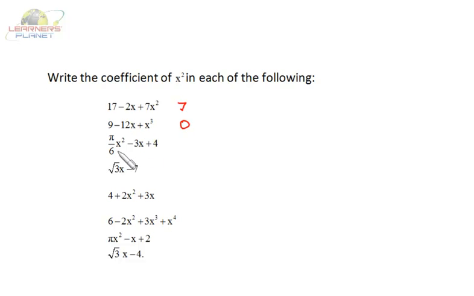In this case, the coefficient of x square is pi by 6. Here we do not see x square, so the coefficient of x square will be 0. In this case, the coefficient of x square is 2. In this case, the coefficient of x square is not 2, but it will be minus 2. Just be very clear about it. Here the coefficient of x square is pi. Here we do not see x square, so the coefficient of x square is 0.